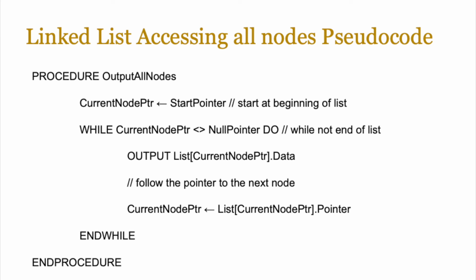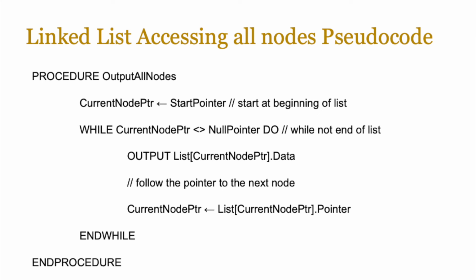Now finally, on screen you'll see a bit of pseudocode which is used for accessing all the nodes in a linked list. In this particular case, we create a procedure which is called output all nodes. We once again start at the beginning, so the current node pointer is set to the start pointer. We create a loop structure which allows us to go through every node of the linked list until it reaches the null pointer, which is -1. So while current node pointer is not a null pointer, output the data at the current node pointer, and then update the current node pointer to the next item or the next index that is in the pointer part of the node. And we keep looping this and outputting that. So this is again pretty straightforward.